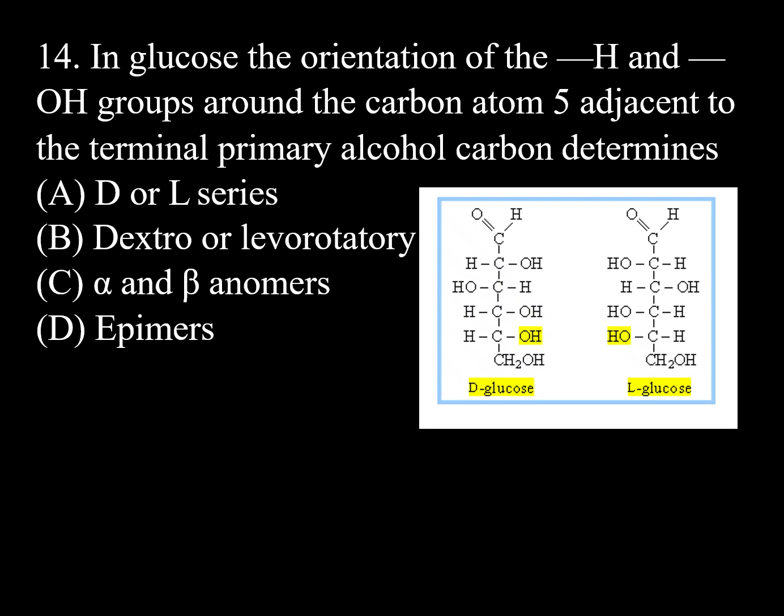Question number 14. In glucose, the orientation of hydrogen and hydroxyl group around carbon atom 5, which is adjacent to the terminal primary alcohol carbon, determines what? Option A is D or L series, B dextrorotatory, levorotatory, C is alpha and beta anomers, and D is epimers. The right option is A, D and L series.